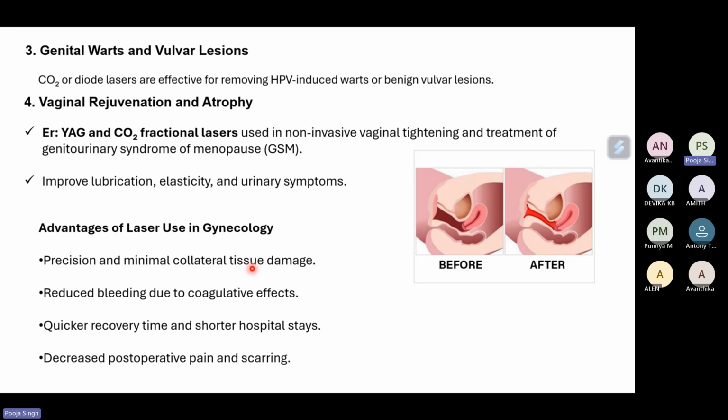The advantages are precision, minimum collateral tissue damage, and reduced bleeding due to the coagulative effect. Also, quick recovery time and a shorter hospital stay, and it decreases post-operative pain and scarring. So these are the advantages of using the laser in gynecology.